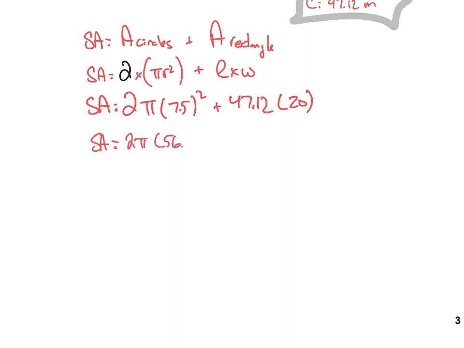7.5 squared is 56.25. And then we're going to multiply that by 2 and then by pi. And we get 353.43. And then we're going to multiply 20 by 47.12. And that's going to give me 942.4. I think. Yeah, I got that. Yep.